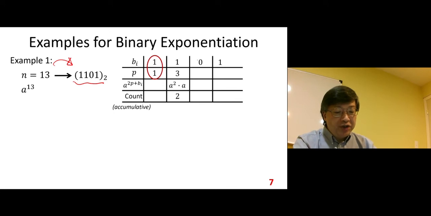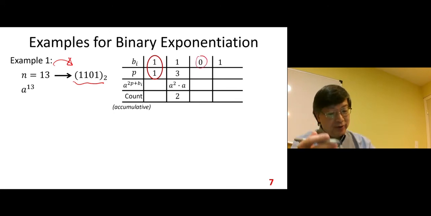Second step, we see 0, we take the square. When we see 0, we take the square of the previous a to the pth power. So a cubed, squared.